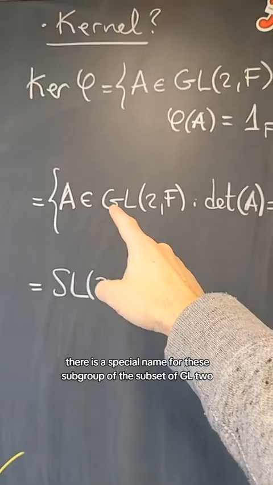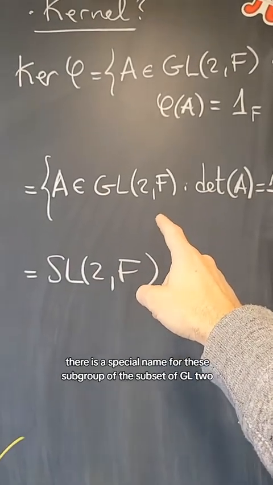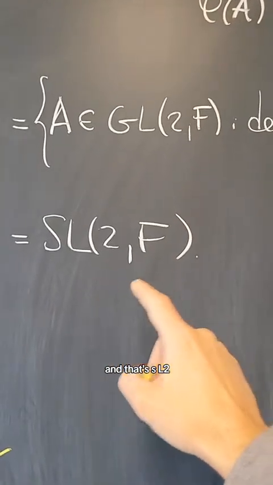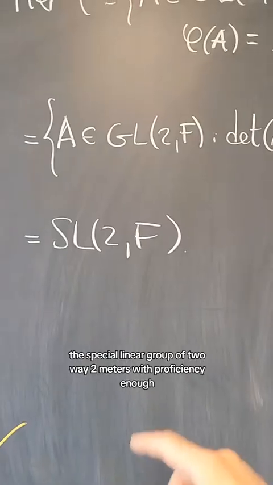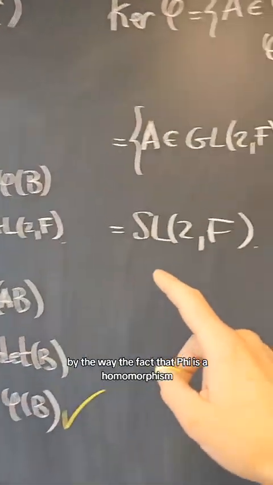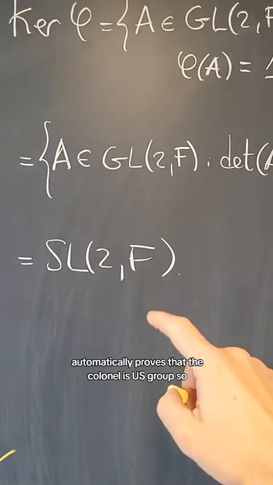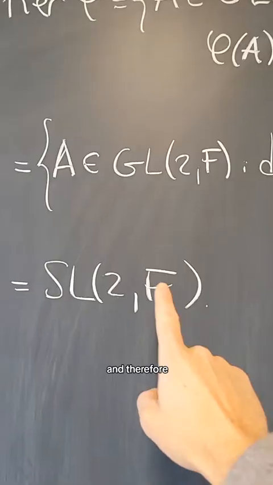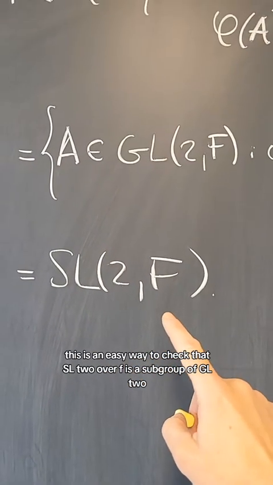There is a special name for this subgroup, or this subset of GL2, and that's SL2, the special linear group of 2x2 matrices with coefficients in F. By the way, the fact that phi is a homomorphism automatically proves that the kernel is a group, or a subgroup, and therefore this is an easy way to check that SL2 over F is a subgroup of GL2.